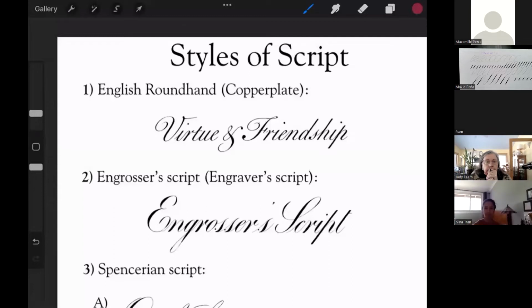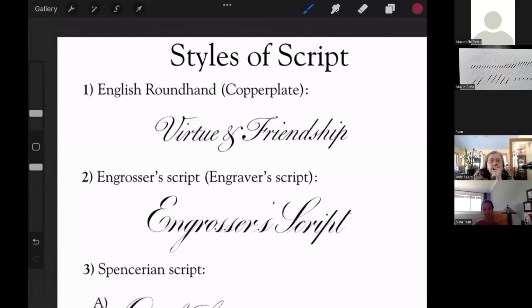Engrosser script was developed with a pointed metal nib, while English roundhand was historically written with a broad-edged quill pen that was narrowly cut. Both of them have thin and thick strokes, but if you notice, English roundhand is not as contrasting as Engrosser script because of the tool.